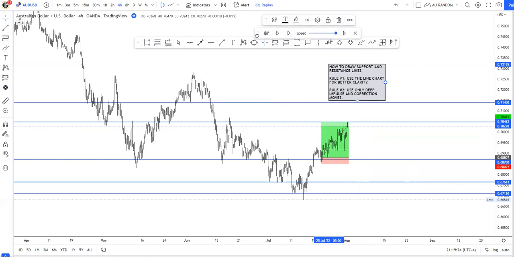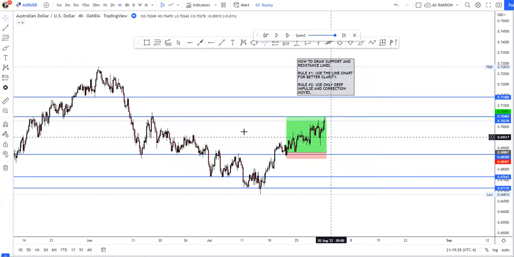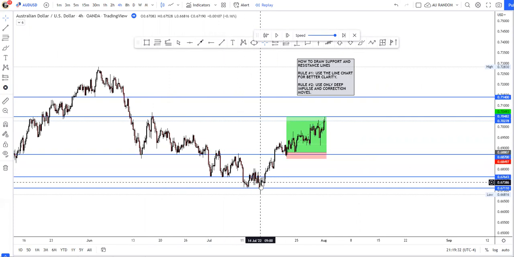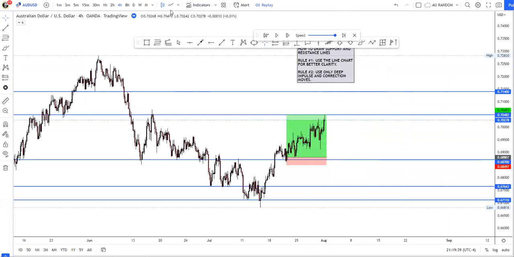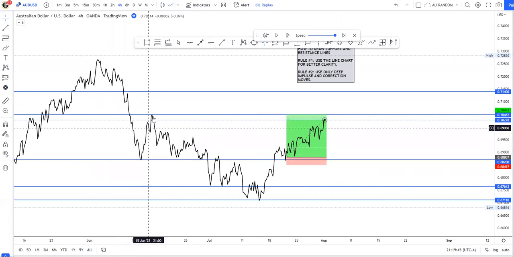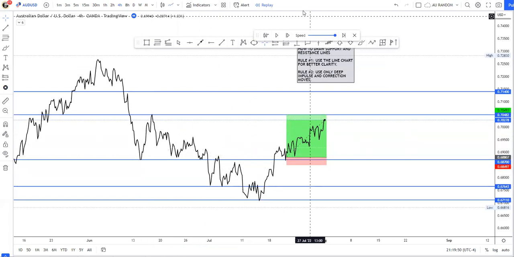As you can see, I've got the bar replay here, because this is when I was showing you how to draw the support resistance lines. For those that don't know, a quick recap: if I get a big impulsive move, I do it off the line chart. Boom, boom, boom. I'll draw this real quick, just for the sake of mind.